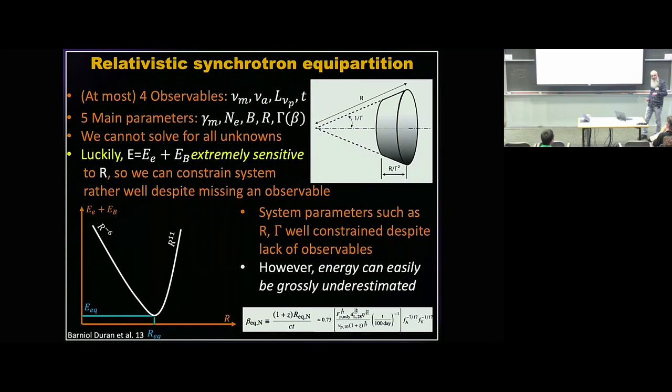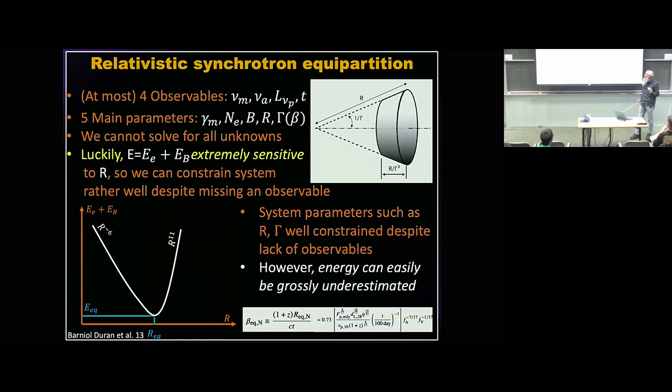However, it comes at a price, and the price is that for the exact same reason, you cannot say that the energy is well constrained by this analysis. Even if you deviate a tiny bit from the equipartition radius, the energy can shoot up by orders of magnitude. So this has to be taken as a sort of caution: when we do equipartition analysis, it is very useful, but it cannot be used to infer the energy.